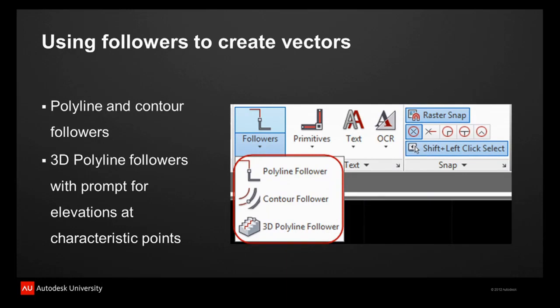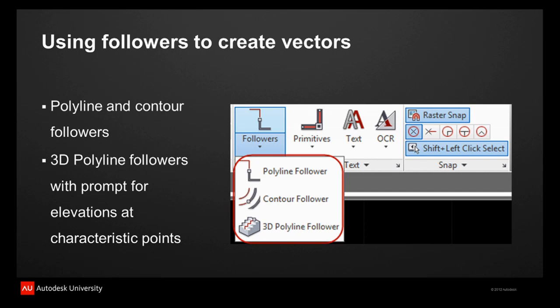So once you have set up these parameters, you can now start using either followers or primitives to then replace your raster data with vector data. I'm going to show you how both work, but as I mentioned, I like the followers the most. It's the simplest one, and it does the most work. Now, using followers, you've got three options. There's a polyline follower. Then you've got a contour follower and a 3D polyline follower, which might sound weird because images are 2D, so how can you use 3D polyline followers?